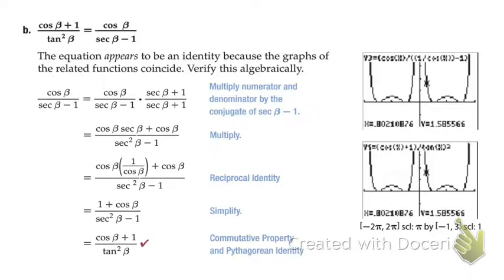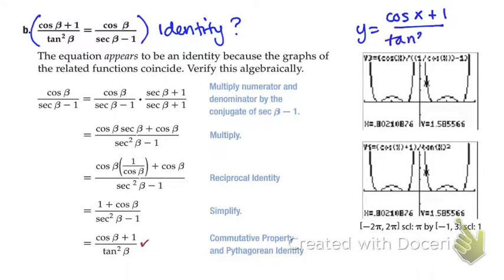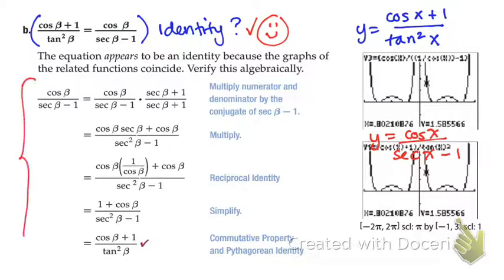So for instance, how can I tell that this is an identity? Well, what I did was I can take the graph y equals cosine x plus 1 over tangent squared x, and I can take the graph y equals cosine x over secant x minus 1. And I can graph these 2 things, and I can look and see if their graphs are identical. Since the graphs are identical, it is in fact an identity, and then I would go about verifying the identity.